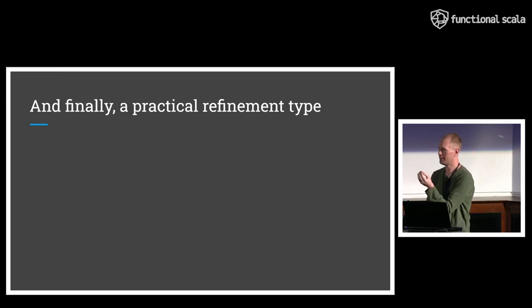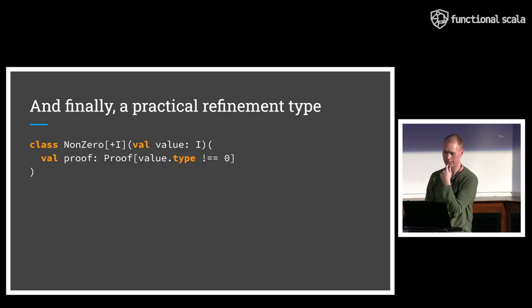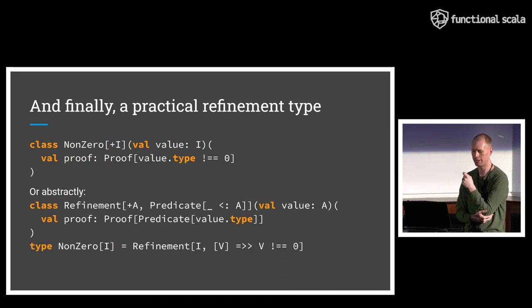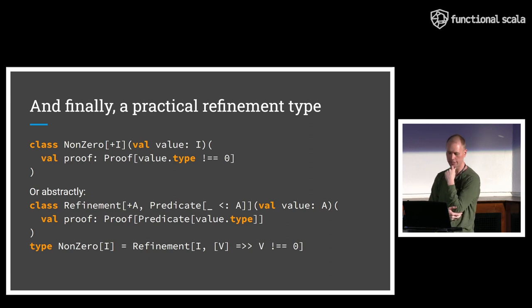And so now finally, with all this stuff, we got to a practical refinement type. What does it look like? Well, here's an example of a non-zero. It takes a value of some type I, and it needs a proof of that value's type not being equal to 0. Abstractly, you can think of it as a class of a refinement of some type A with a predicate on that A. And if we do it abstractly, we can rewrite our non-zero as a type alias like that.